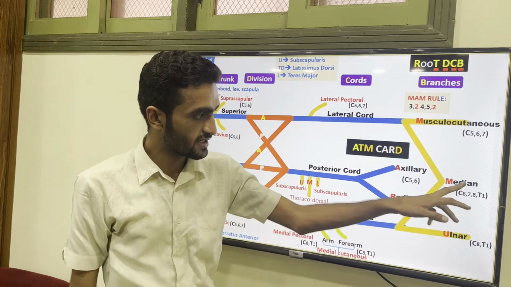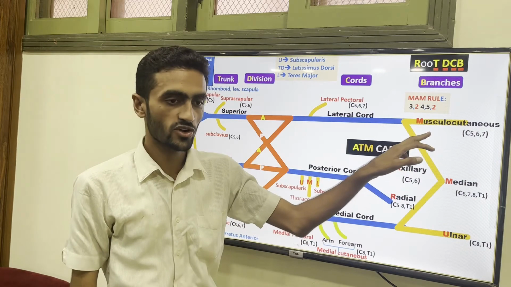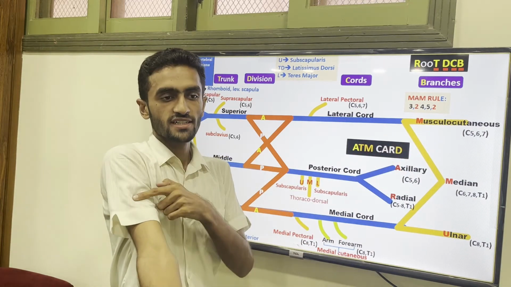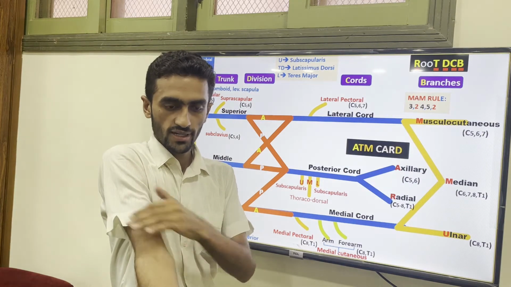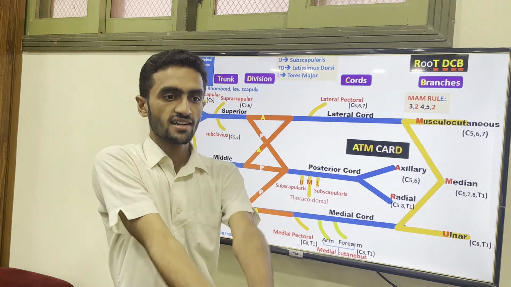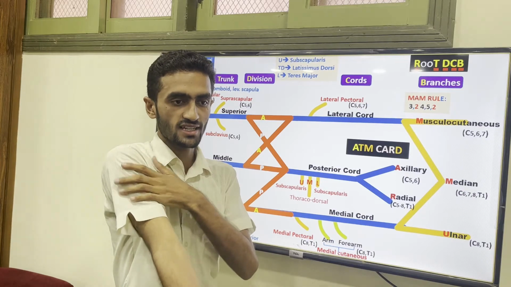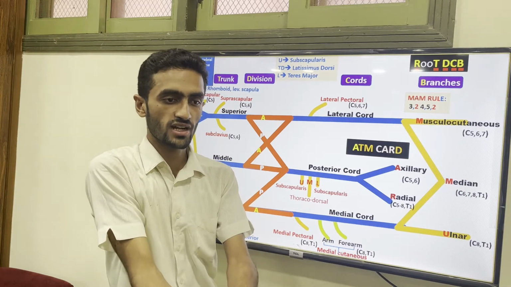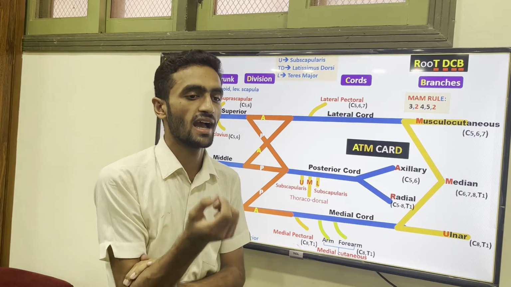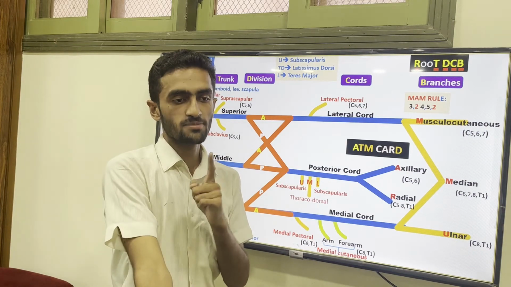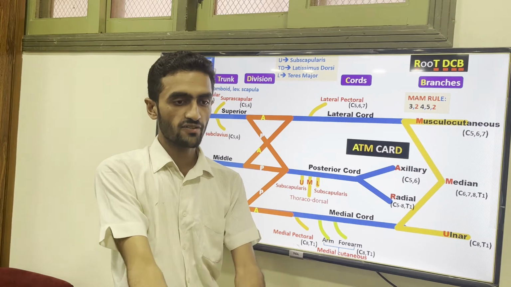Remaining ones are what? The median, ulnar, and your musculocutaneous. Musculocutaneous right here in the arm. Okay? Median right here. Ulnar right here. Musculocutaneous, median, and your ulnar. And there is an exception, my other help-out point. Exception 1, exception 1.5.